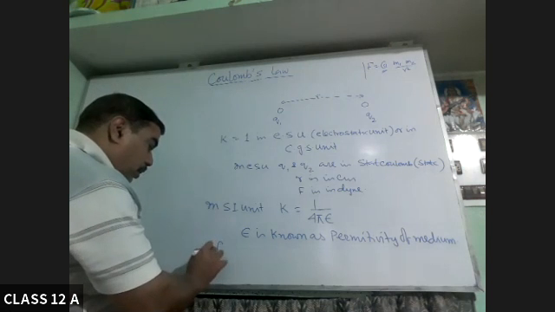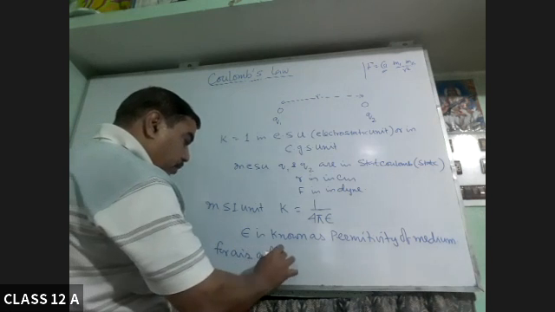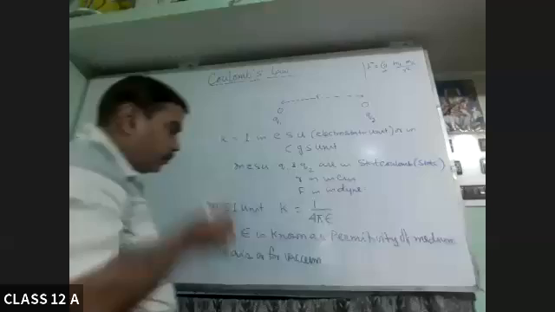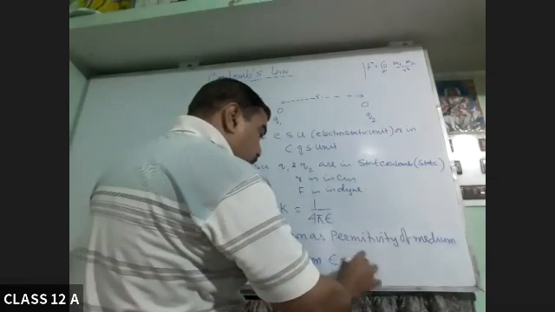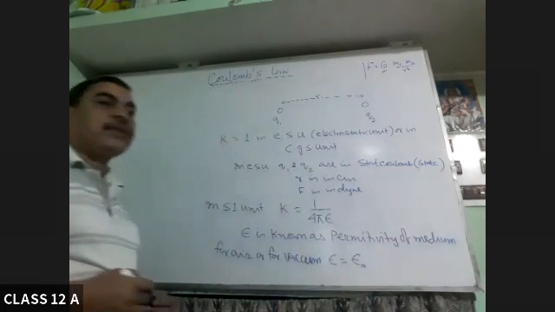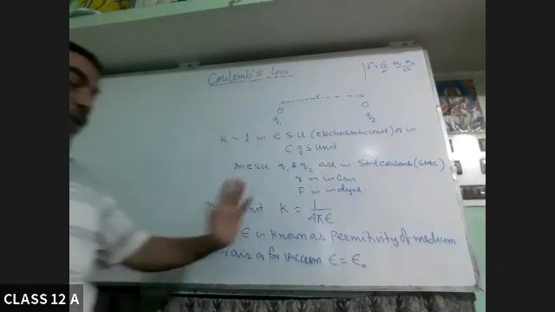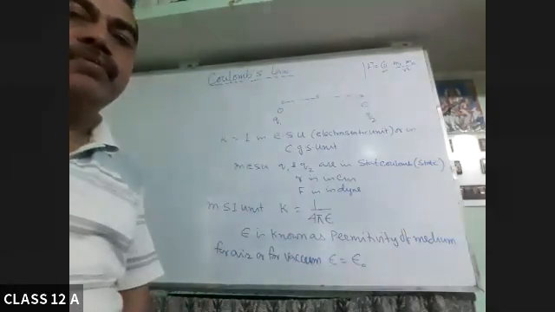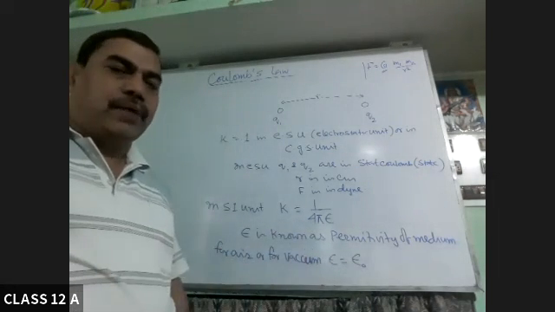So for air or for vacuum, this epsilon will be equal to epsilon naught. The 0 we are writing has got a special meaning. In an expression, if epsilon naught is written, that means we are considering the medium vacuum. Vacuum and air are almost the same.